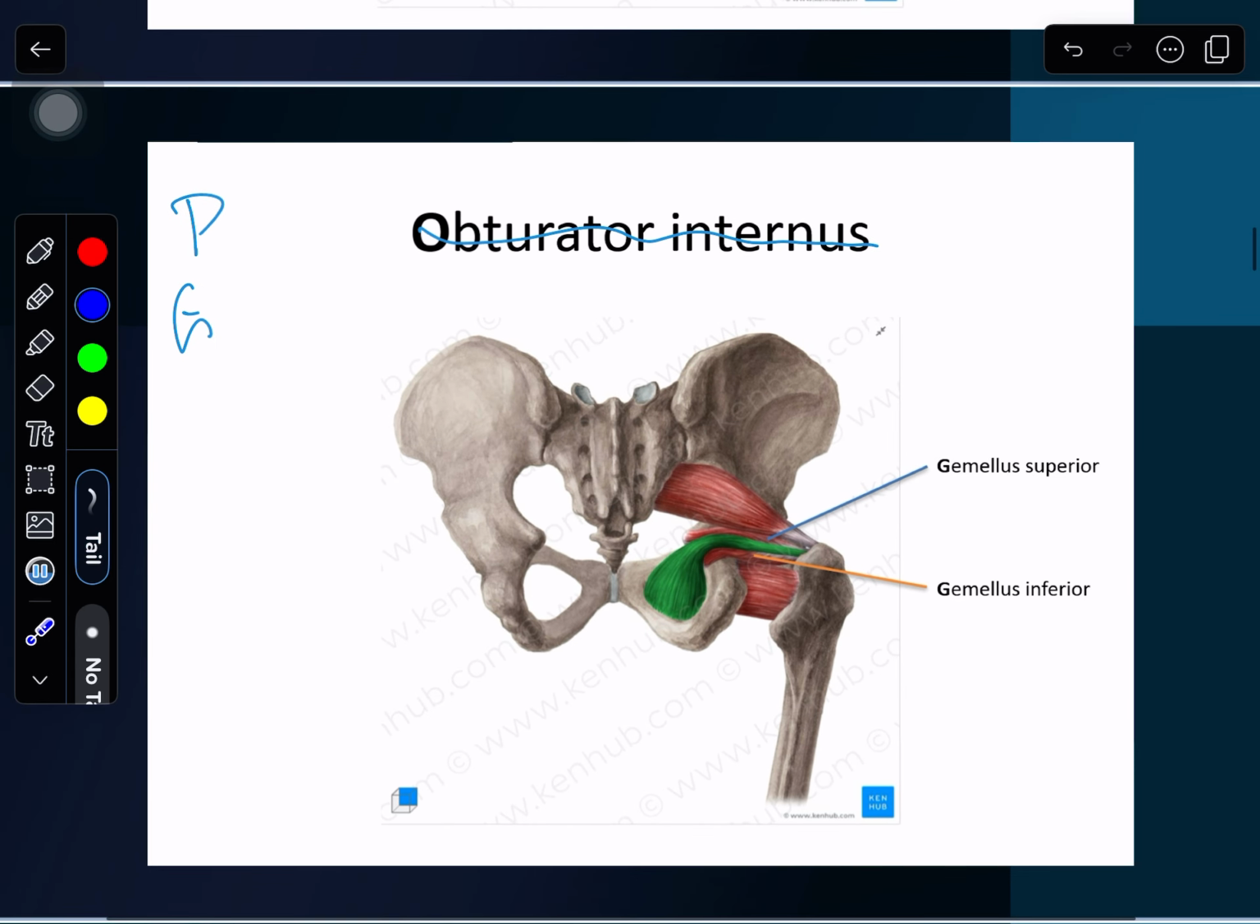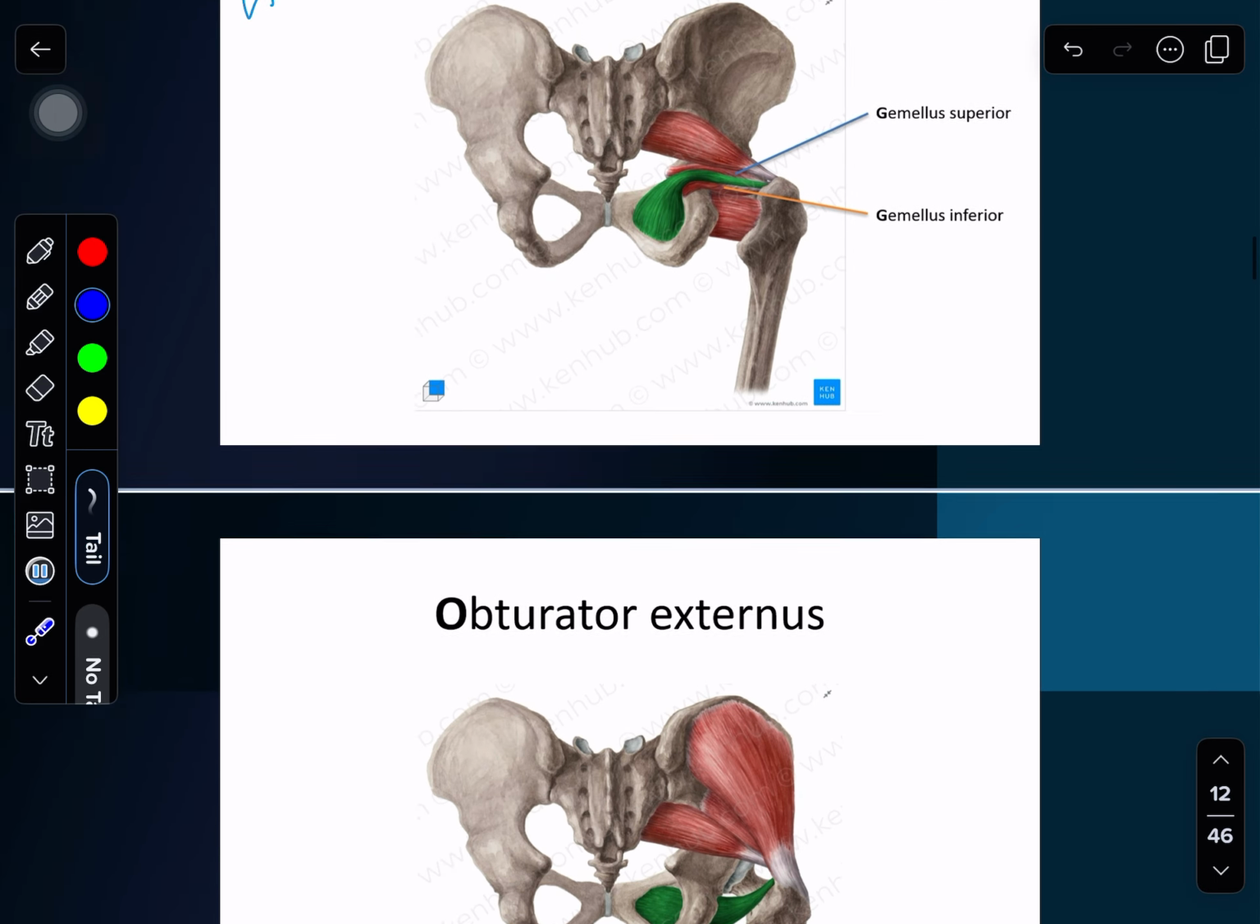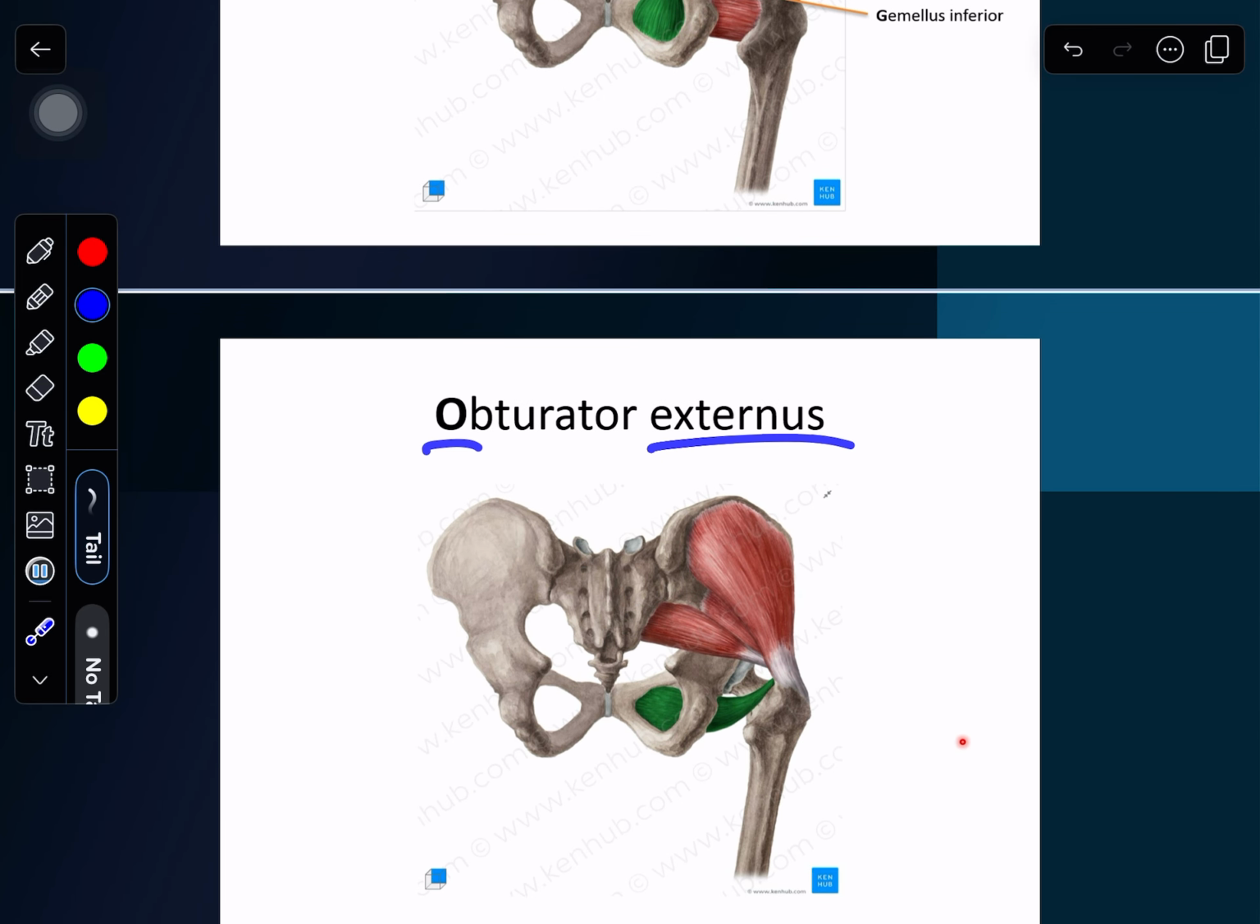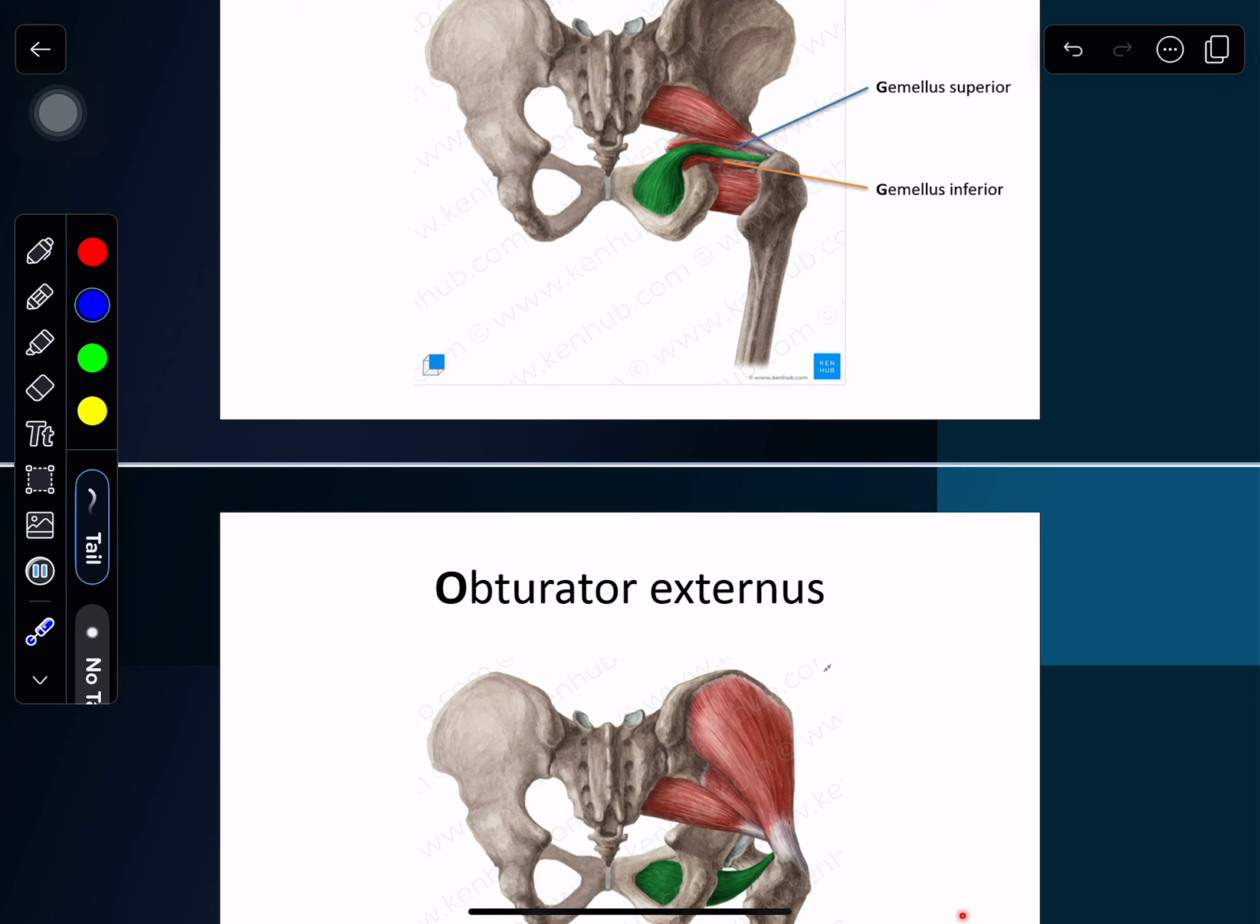So the gemellus is a little bit easier because it's going to be gemellus superior, which is obviously more superior, and then we have the gemellus inferior, which is going to be more inferior. However, we have a muscle sandwiched in between the two gemellus muscles called the obturator internus, right? This is the obturator internus, as opposed to what we would call the other O, the obturator externus, right? And they get their names just from their relative orientation relative to the obturator foramen.